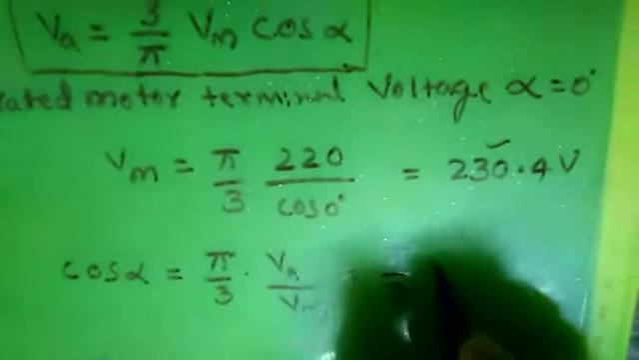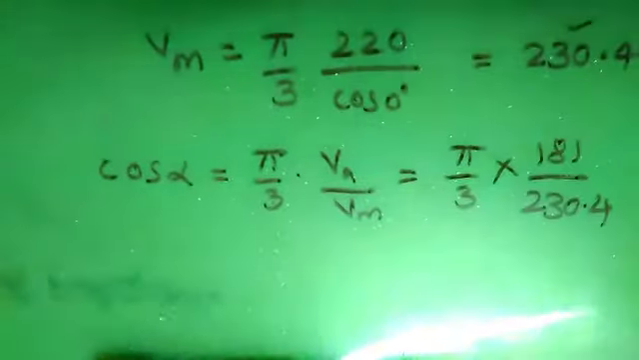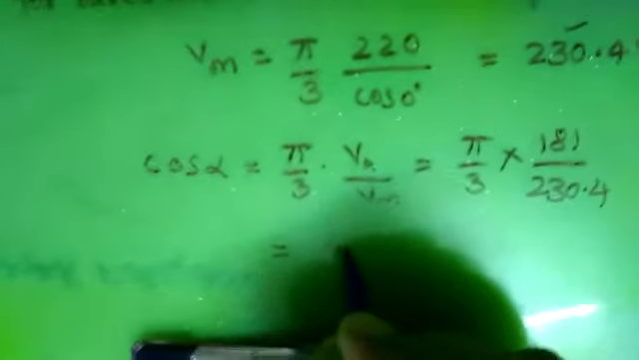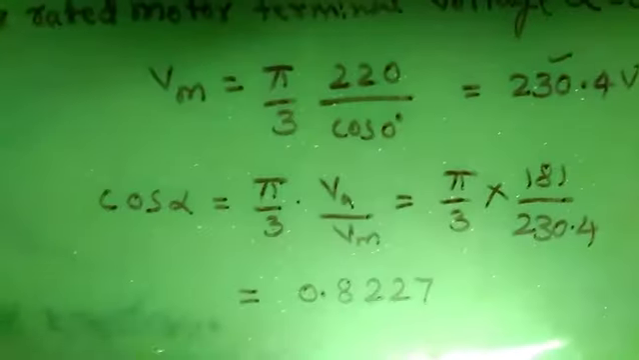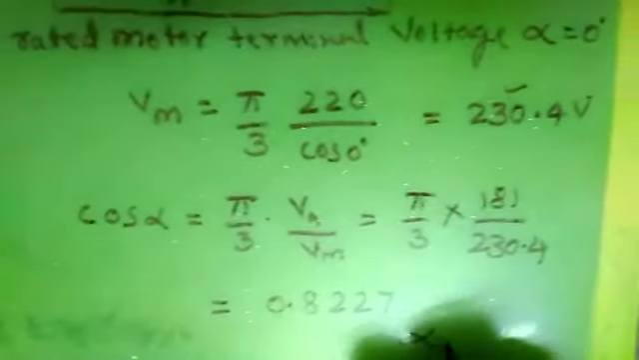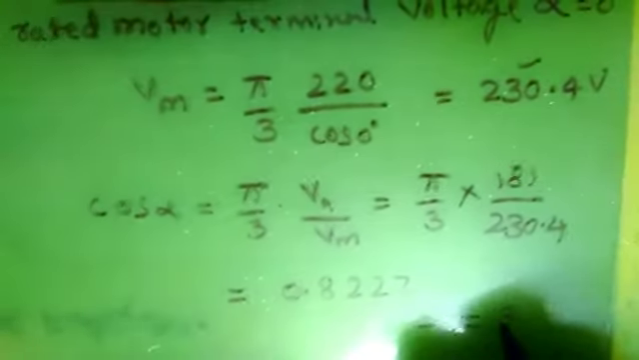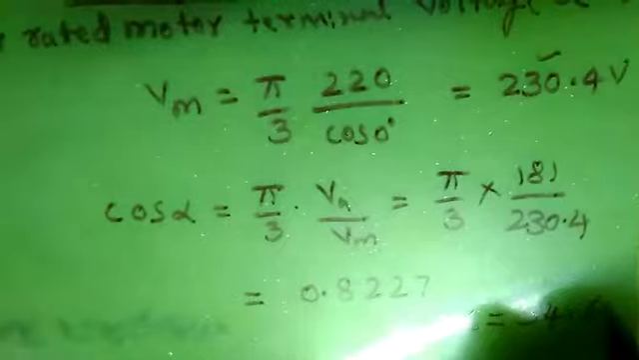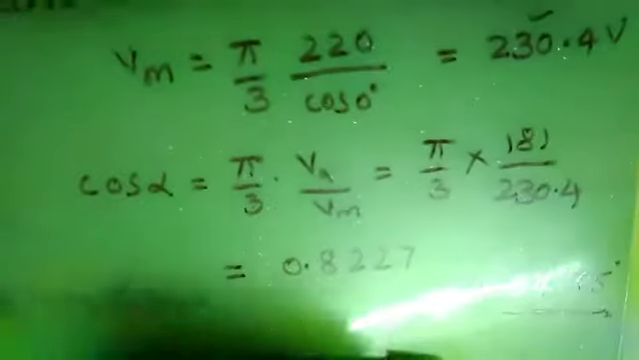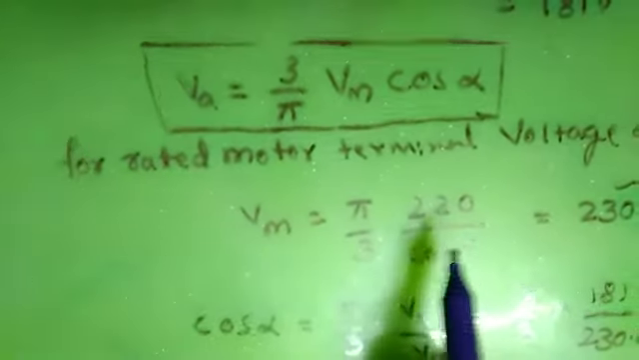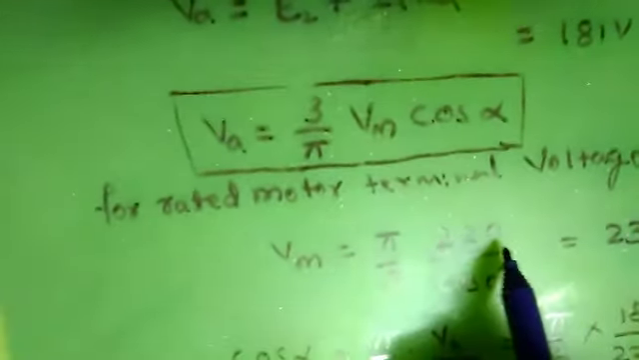Now I am substituting the values: π/3 into 181 divided by 230.4. I got here 0.8227. Okay, so that is cos alpha. If you do the cos inverse, you will get 34.65 degrees. Please don't get confused with VM: we will get π/3 into V, the applied voltage, divided by cos alpha.